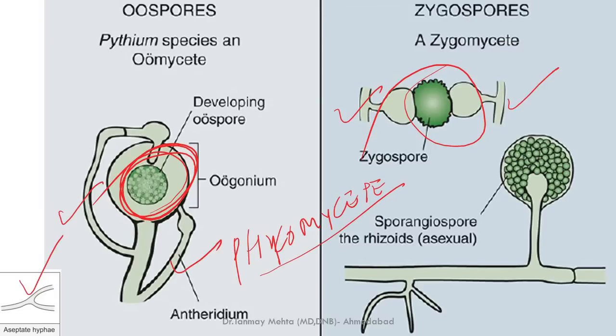So in aseptate or lower fungi, known as Phycomycetes, we can see two types of asexual spore: endogenously produced sporangiospore or exogenously produced conidia, and two types of sexual spore: oospore and zygospore.